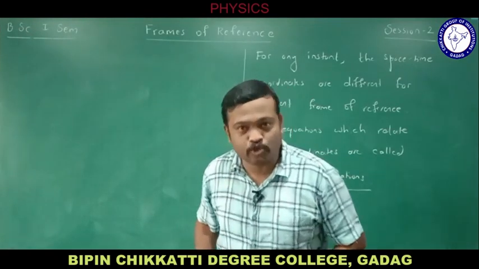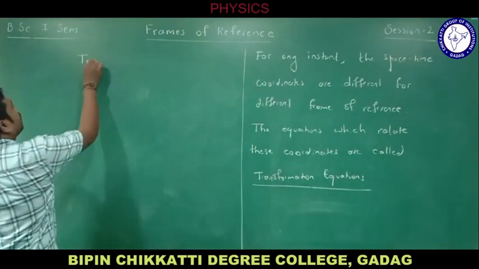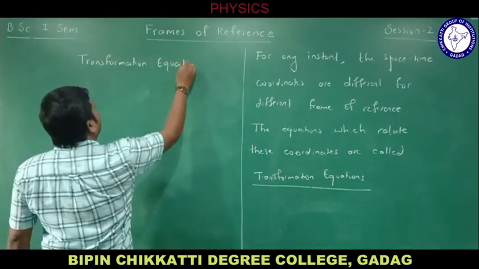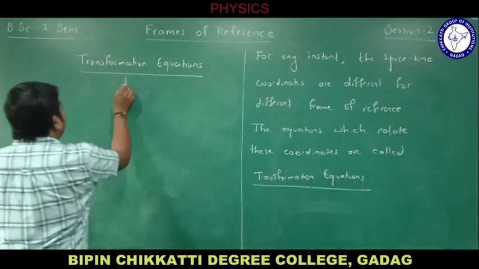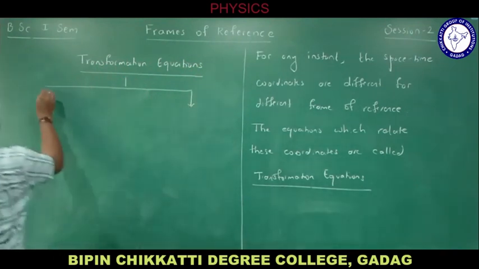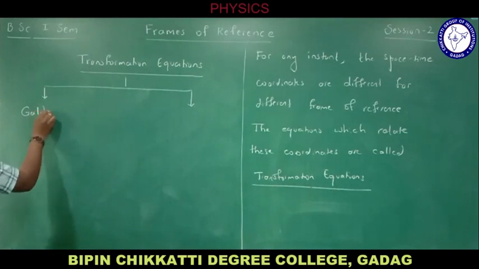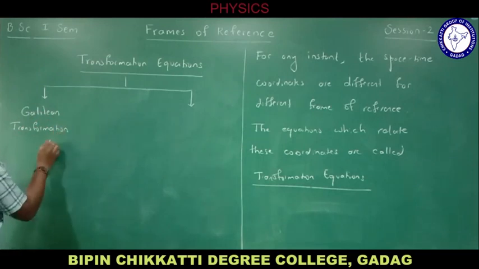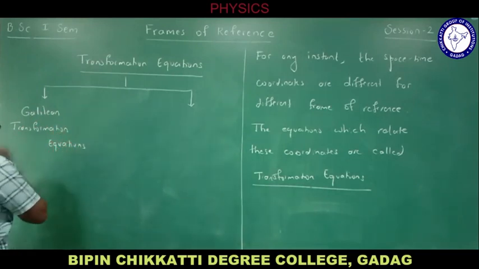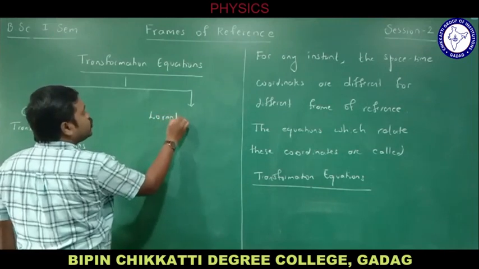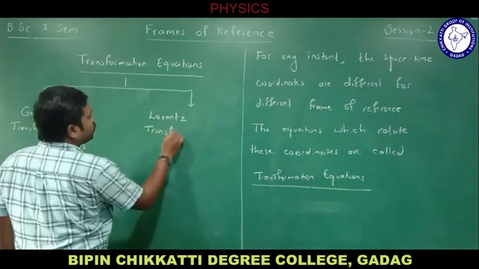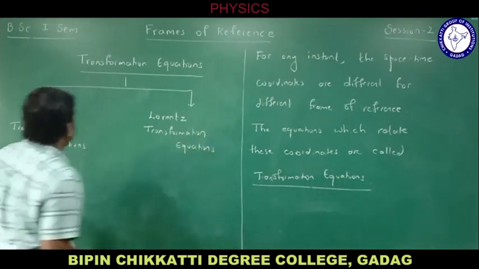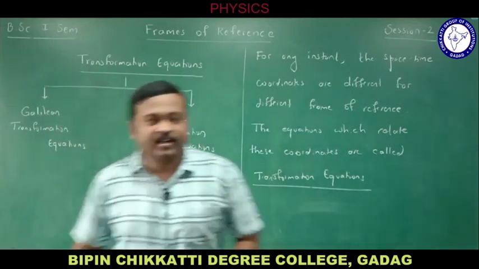Transformation equations are of two types. The first one is Galilean transformation equations, and the second one is Lorentz transformation equations. So when to use Galilean and when to use Lorentz, let us understand.